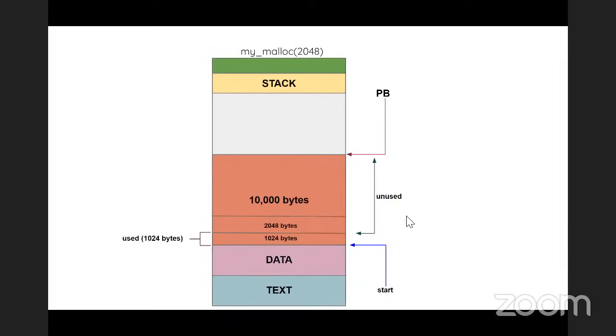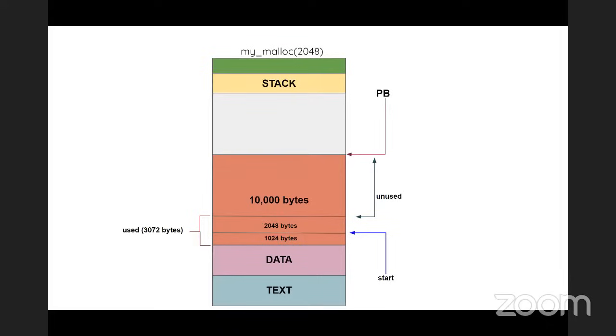The user called for 2048 bytes again. The user wants to use 2048 bytes. 2048 bytes were allocated, but a system call was already made, which allocated 10,000 bytes. So now the user can use the 2048 bytes, but there's still excess memory on the heap. So now total used is 3072 bytes.